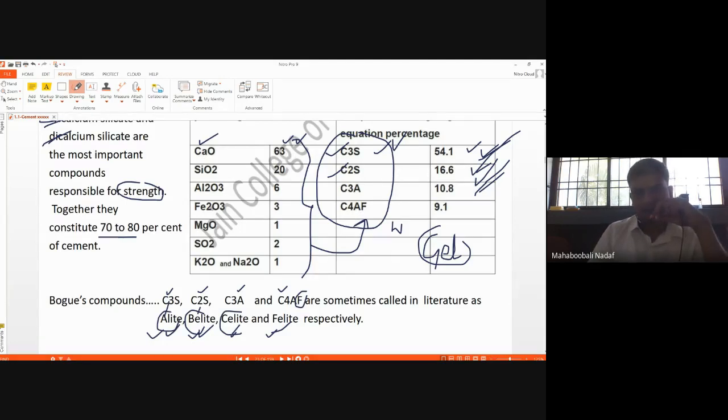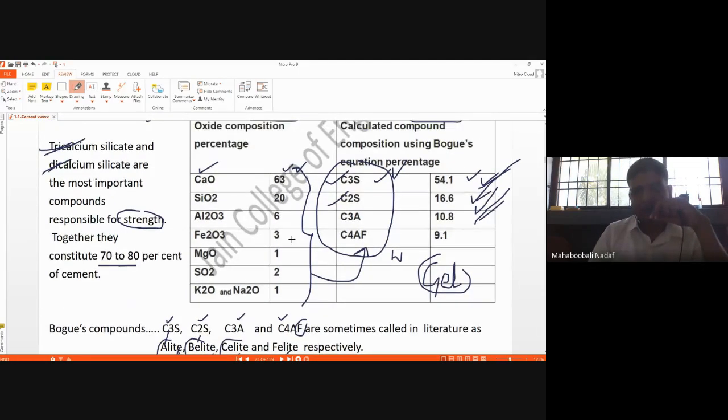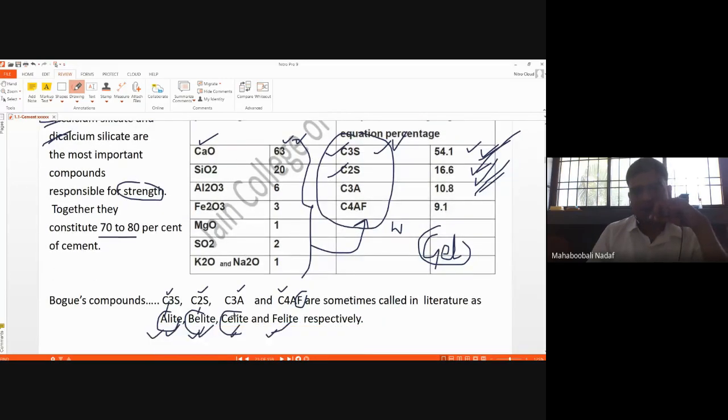Okay, this table is clear: raw material composition and cement composition, which has Bogue's compounds and individual Bogue's compound composition. Is this slide clear?